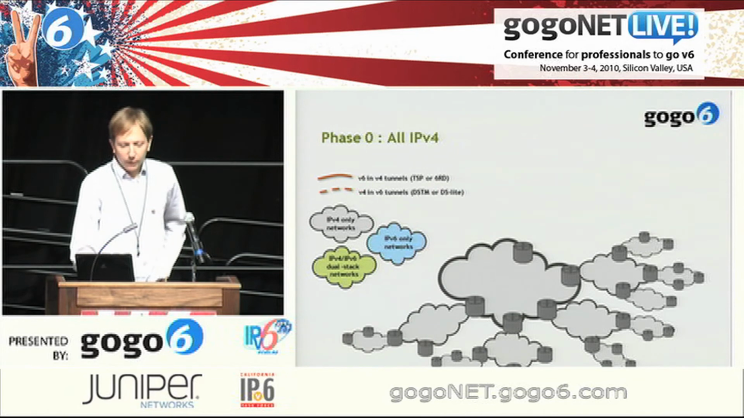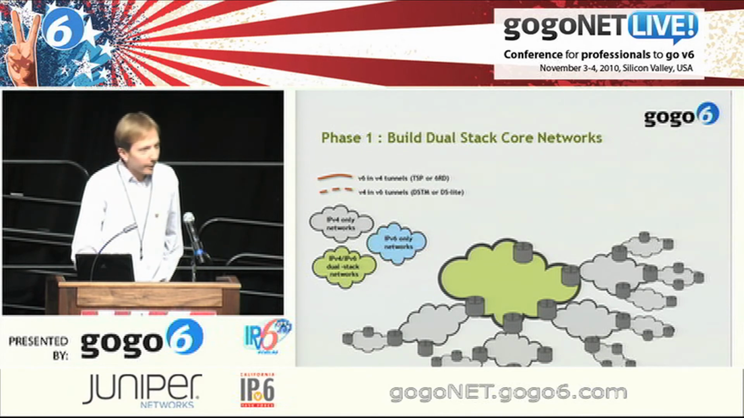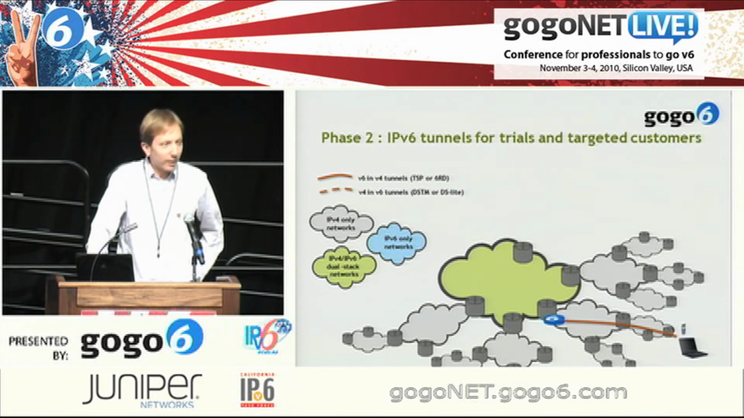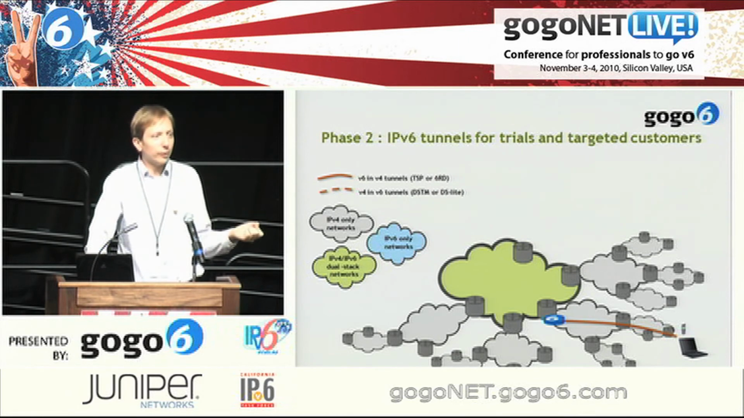So we're starting out with an all IPv4 network, and we upgrade the core. Okay, good. Now we have something to start with. We start doing some trials. So we add a Gogo server somewhere close to the core and tunnel it to some of the users to get our feet wet with IPv6 and see what happens when an actual user has IPv6.